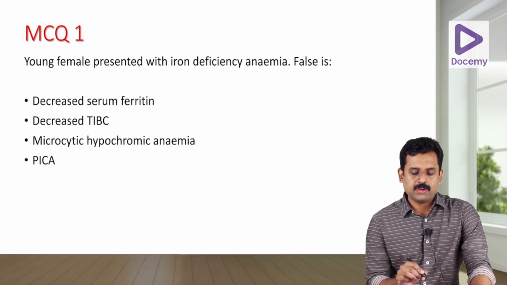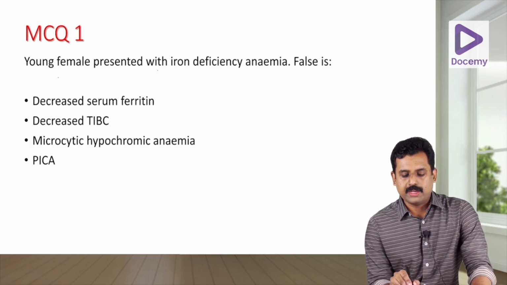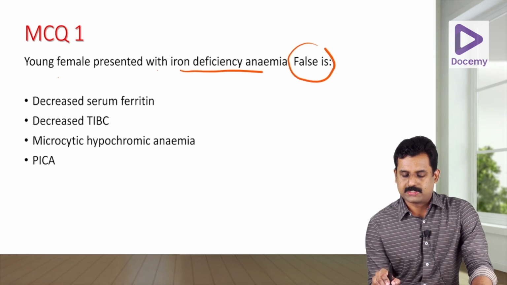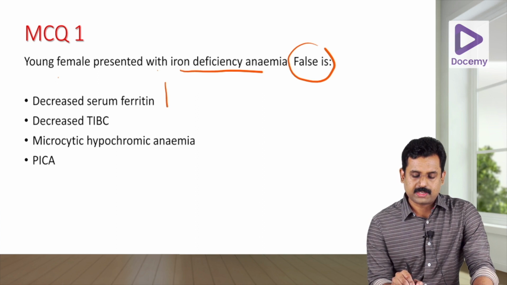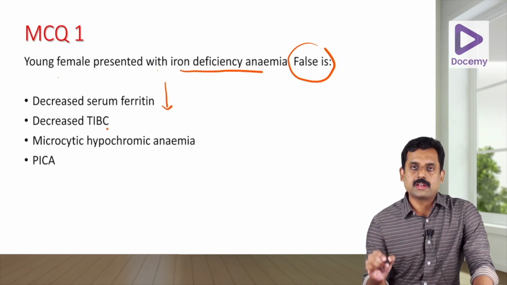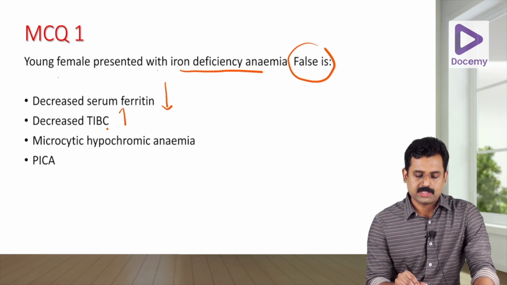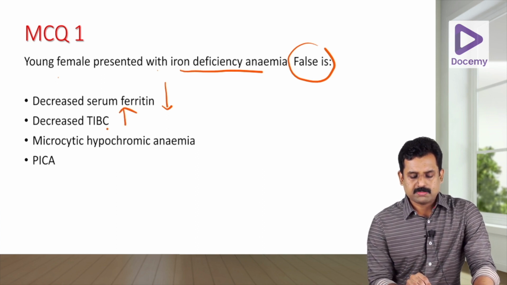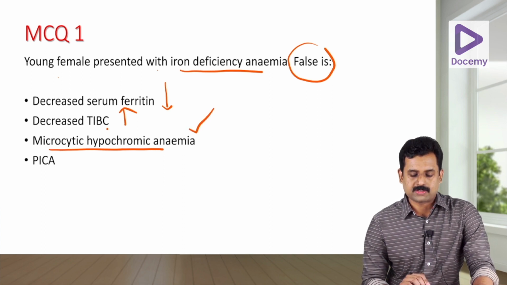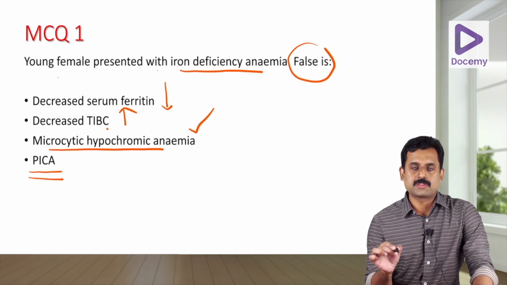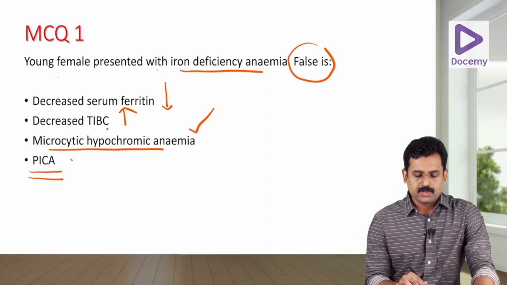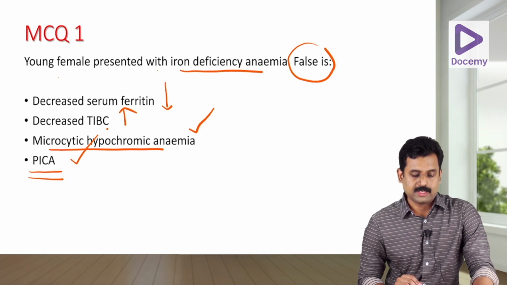MCQ 1. We have got a young female presented with iron deficiency anemia. Which is false? A decreased serum ferritin. Of course, your serum ferritin will be decreased. That is true. Decreased total iron binding capacity. Whenever there is iron deficiency anemia, total iron binding capacity increases. The next one is microcytic hypochromic anemia, that is classical of iron deficiency anemia, that is true. And the fourth one is pica. Pica is actually craving for substances of no nutritional value, that is also true for iron deficiency anemia.